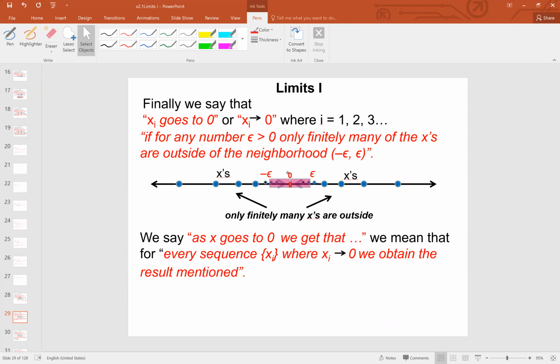So this is basically what we meant by the variable or sequence approaching a limit, the sequence of numbers approaching a certain limit, x approaches a. Of course, when we say x approaches 0 and we get the following result, it means that no matter what sequence you think of that goes to 0, you plug those sequences into the formula, and you will get exactly the same result every time. Then that result L is called the limit.